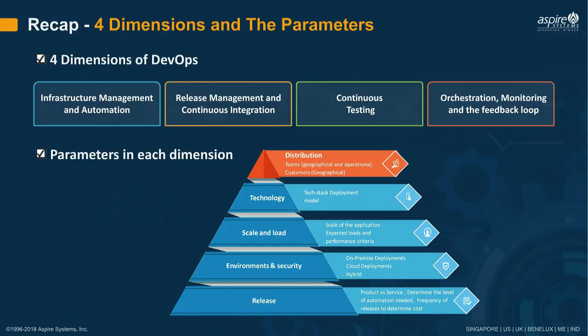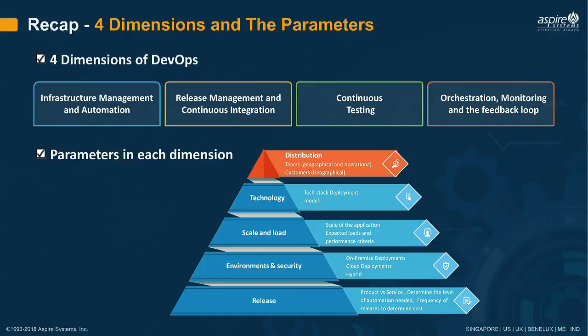To recap, the 4 dimensions are infrastructure management and automation, release management and continuous integration, continuous testing, and the final and core part, orchestration, monitoring, and the feedback loop. We already covered infrastructure management and automation in a previous webinar. We are skipping over to continuous testing in this webinar, so we'll look at how DevOps and continuous testing go hand in hand.